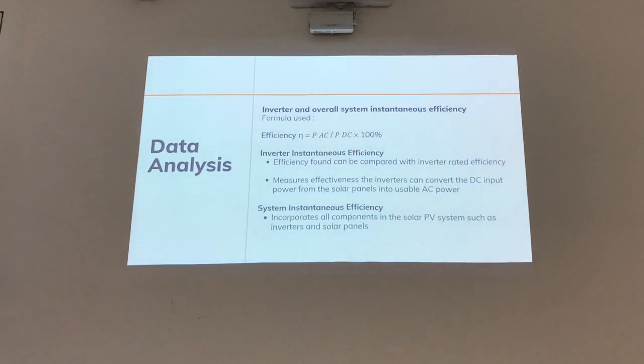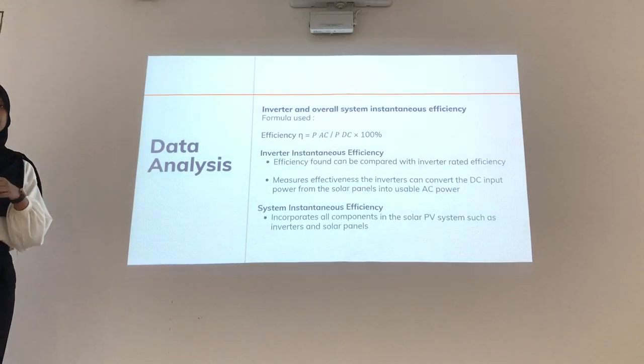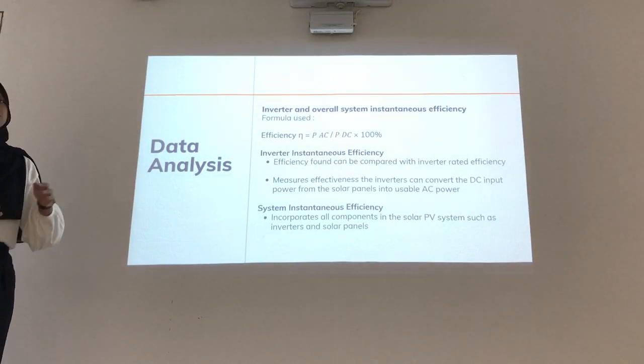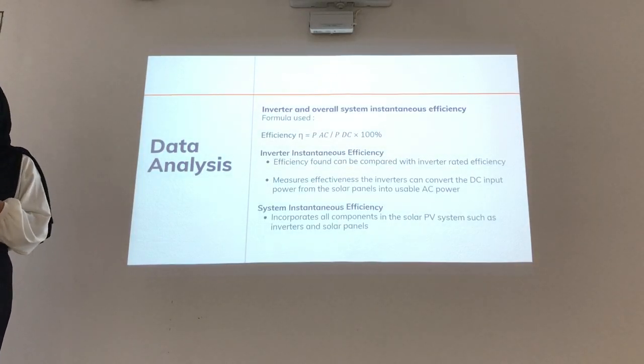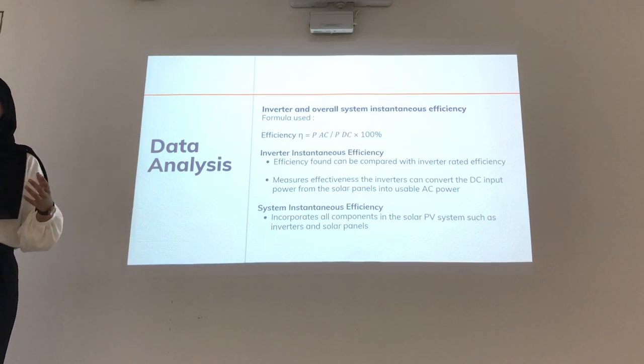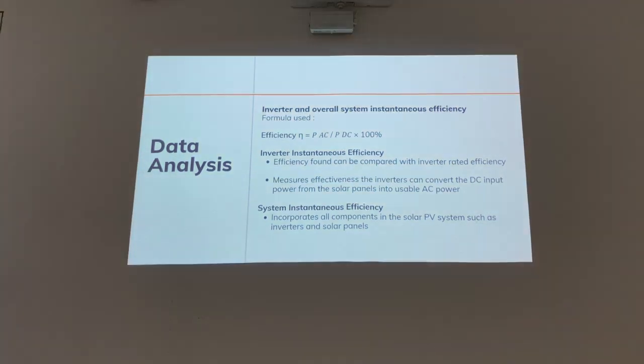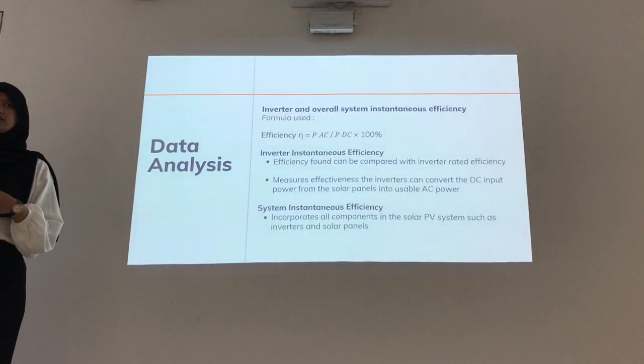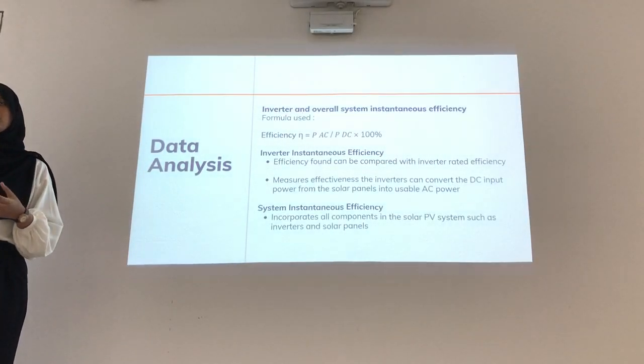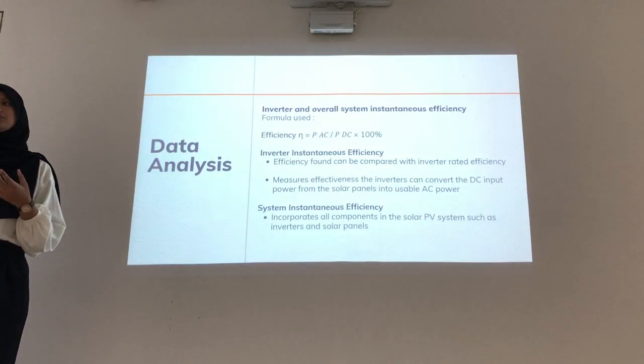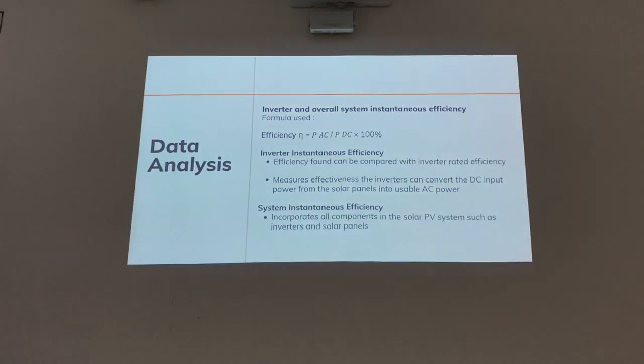So this is the data analysis that I have done on the overall system and also the inverters. I've taken in the instantaneous efficiency, which takes in the real-time data collected using that formula. As compared to the inverter instantaneous efficiency, the system efficiency looks over the whole system, which means it looks at the solar panels as well as the inverters, while the inverter instantaneous efficiency only looks at how capable these inverters are able to convert from DC to AC.